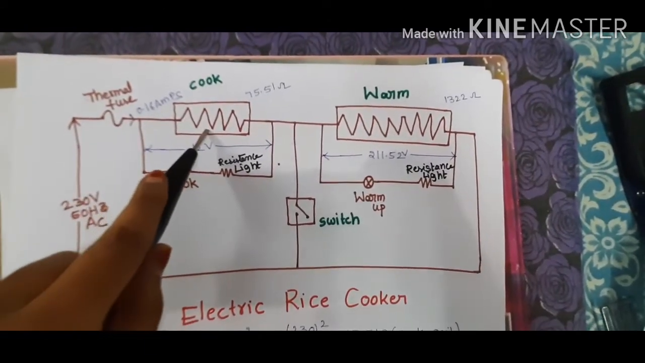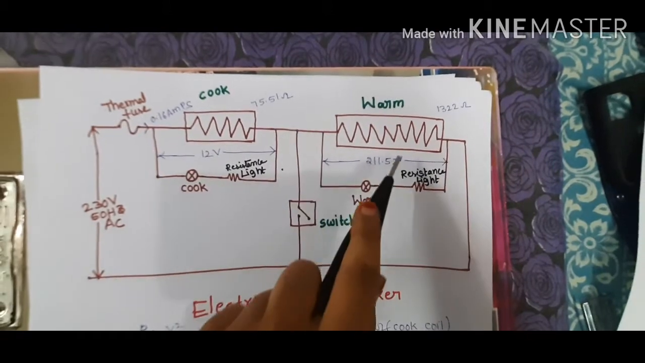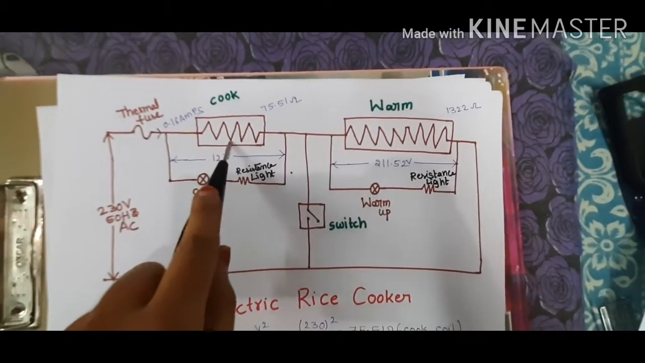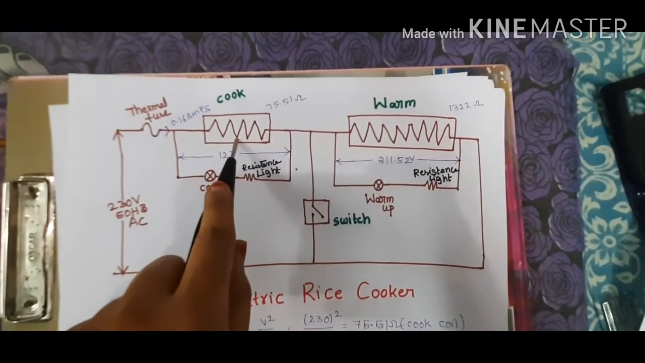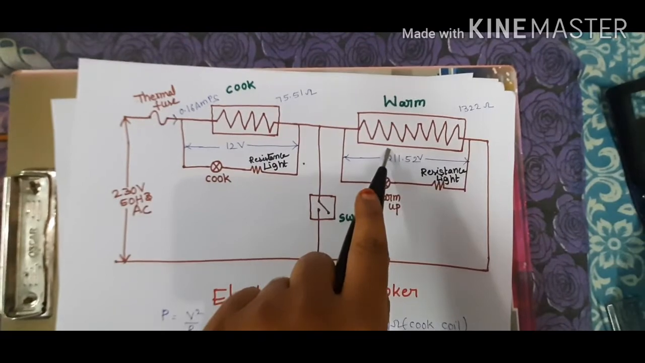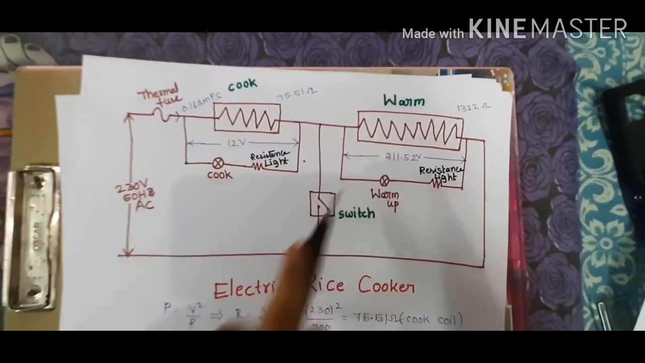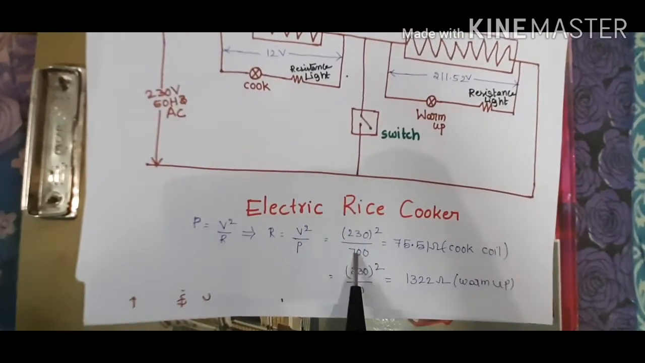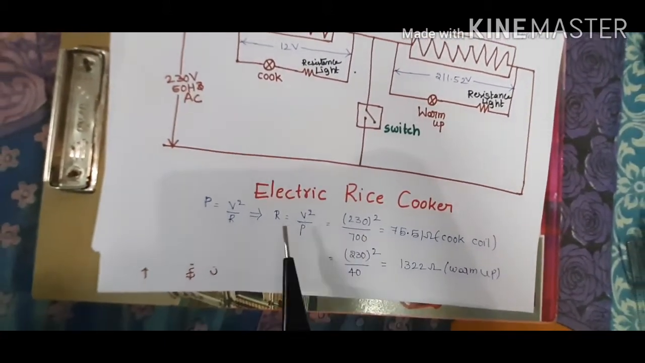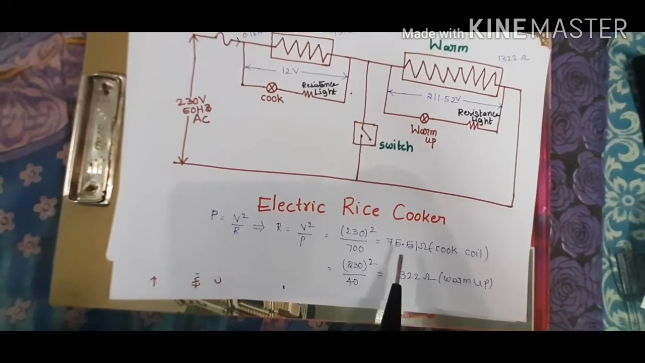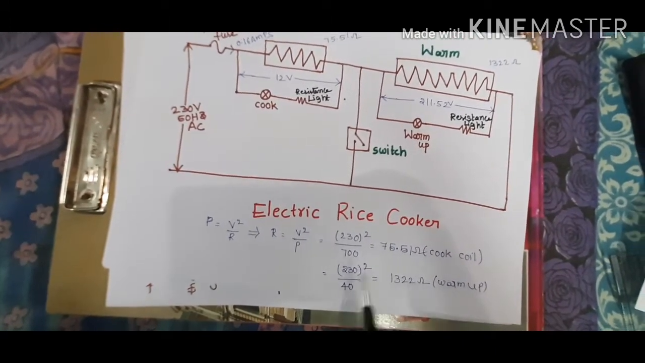For this we need to know the resistance of the cook coil and the resistance of the warm up coil. The cook coil resistance will depend on the wattage of the rice cooker, and the warm up coil resistance will also be indicated inside the rice cooker. Let us say this is a 700 watts rice cooker. The applied voltage will be 230 volts. We know that R equals V square by P. From this we can calculate the resistance of the cook coil.